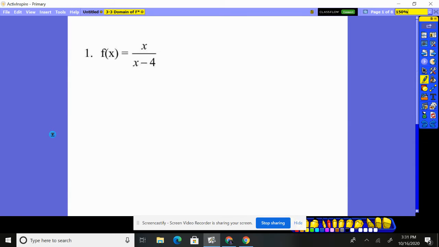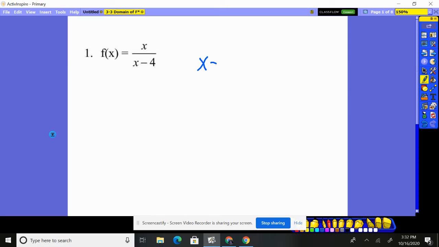All right, taking a look at problem one. f(x) = x over x minus 4. We want to know the domain. Which x's can we use? Well, we have a restriction here with a fraction. What can't happen with a fraction? You can't have a 0 in the denominator.